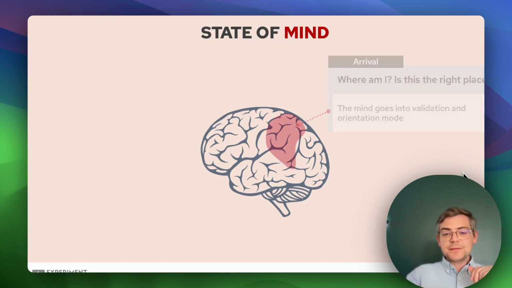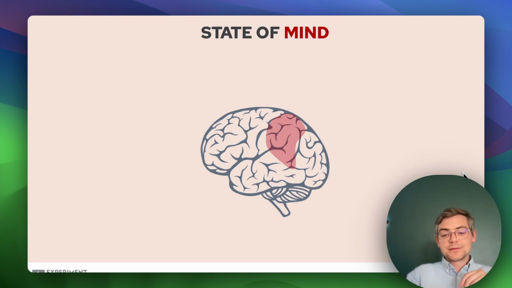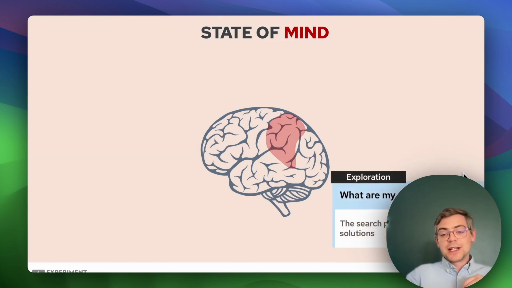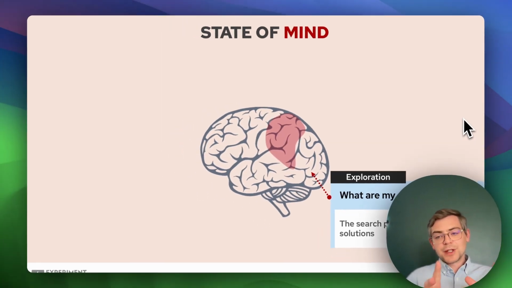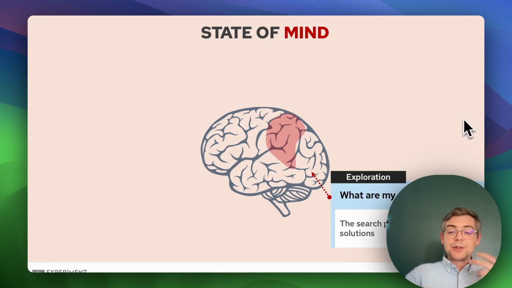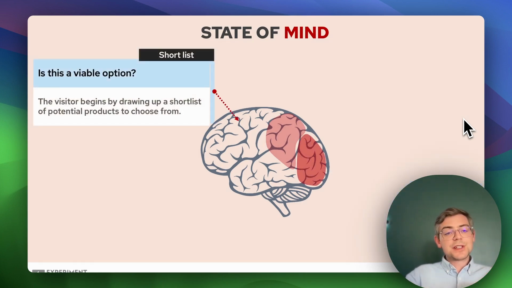Then when you arrive, you have the exploration. So you are on this page and you're like, okay, I landed here, I'm in the right place, but what are my options? Can I start searching? Can I start filtering to find a product? What can I do? After this exploration phase, you have a third element, which is the shortlist.